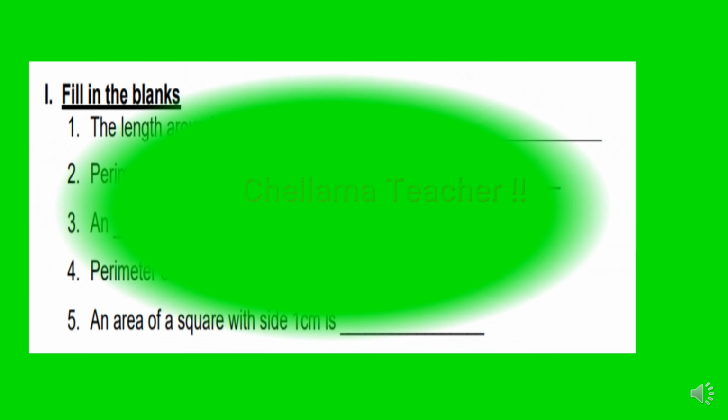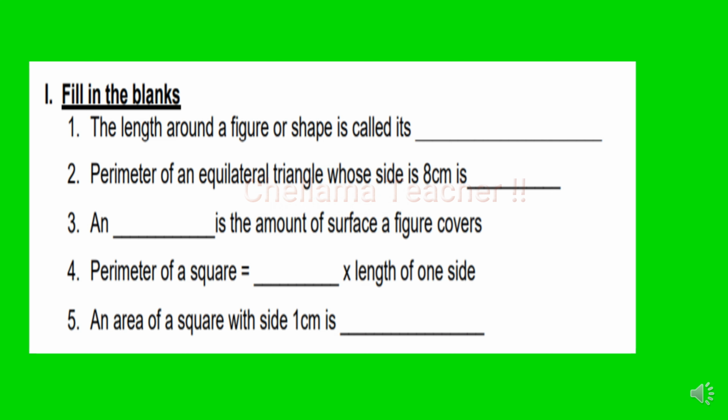Next, let's start to solve the revision worksheet. Part 1, filling the blanks. Question 1, the length around a figure or shape is called its perimeter. Question 2, perimeter of an equilateral triangle whose side is 8 centimeter. Here, equilateral triangle means all the three sides are equal. So, 3 into one side is equal to 8 into 3 equal to 24 centimeter.